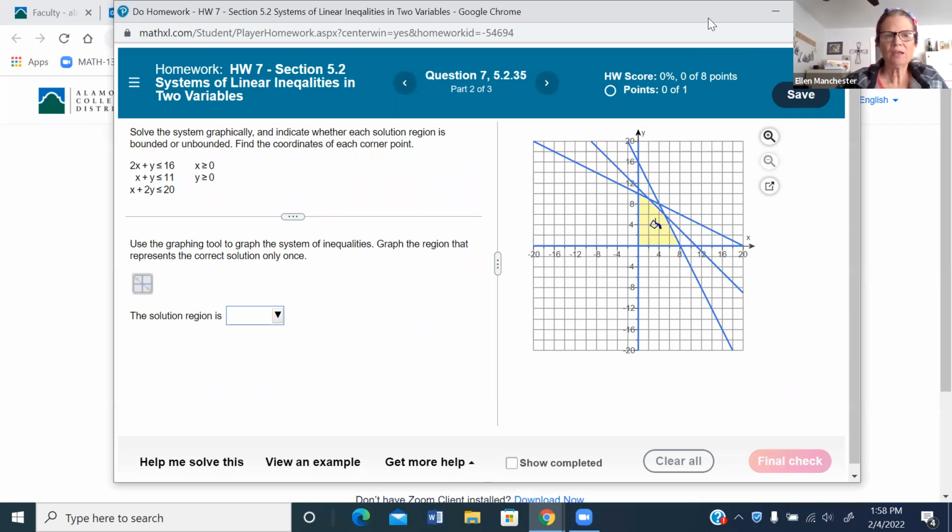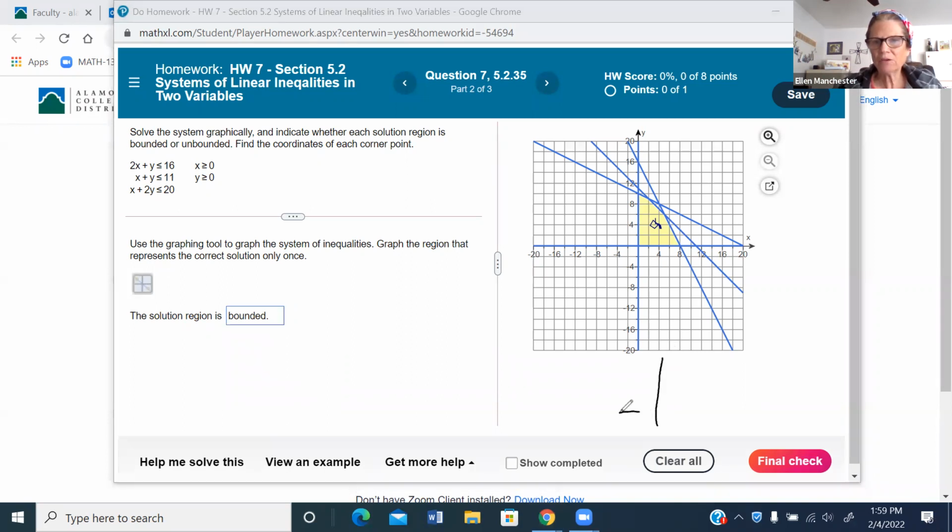Now the question is saying the solution region is, and when you pull down your answers, you have two answers, bounded or unbounded. All that means is once you know that your solution set or your region is correct, you can see that this yellow has a boundary, right? It's not going anywhere. So it has a boundary. So this would be considered a bounded inequality, or bounded system of equations. If it was unbounded, let me show you what it would look like.